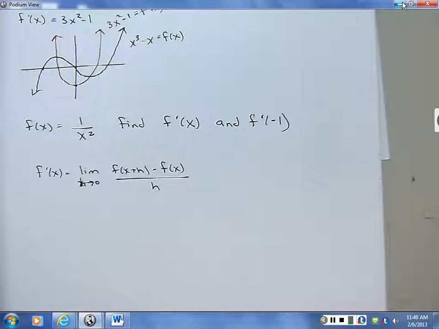Now you need to simplify it because we want to cancel this h in the denominator. To do that, we need a common denominator in the numerator so then we can simplify it.